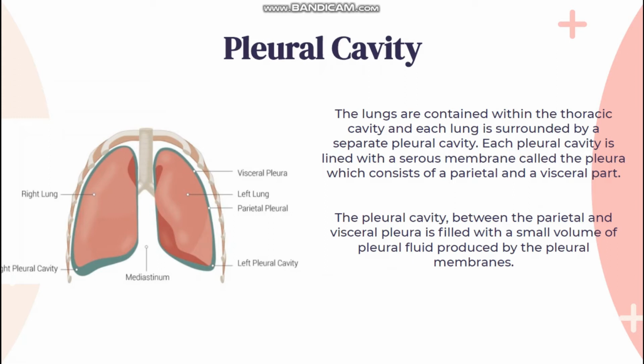The pleural cavity between the parietal and the visceral pleura is filled with a small volume of pleural fluid produced by the pleural membranes. The pleural fluid performs two functions. First, it acts as a lubricant, allowing the visceral and parietal pleurae to slide past each other as the lungs and thorax change shape during respiration. And second, it helps hold the pleural membranes together.